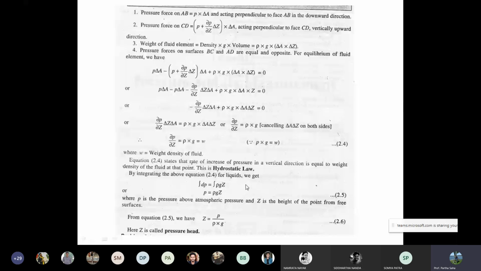We have already solved a lot of numericals. This expression is derived so that people can understand, and it is going to be useful again when we talk about Bernoulli's law. So Z equals P by rho G is the expression for pressure head.